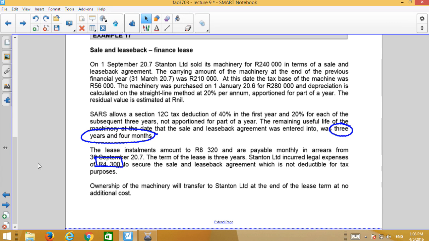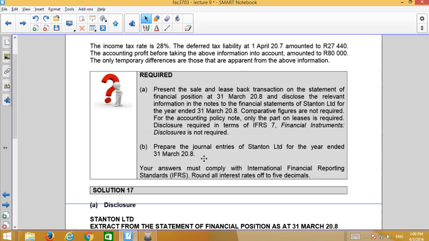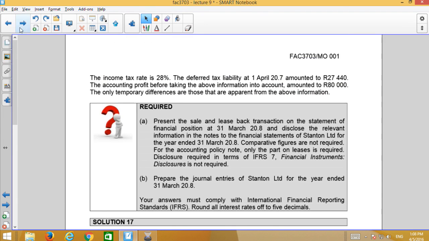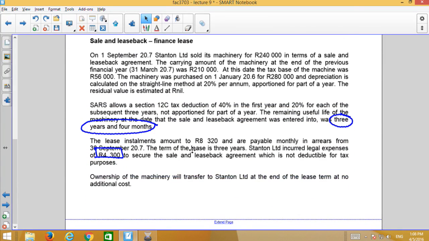They ask for journals as well, and the notes. Yeah, let's just do the calcs, and then we'll work through the journals and the notes. Okay, so just do the calcs for me.